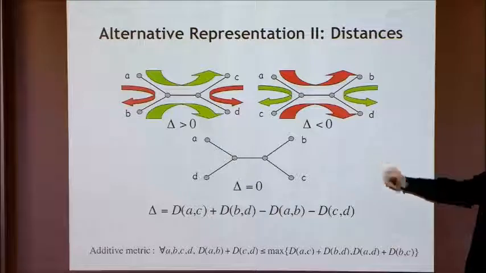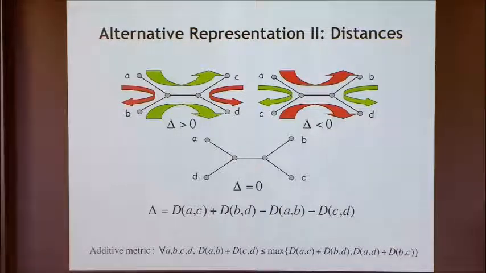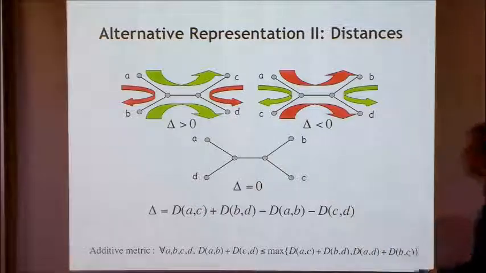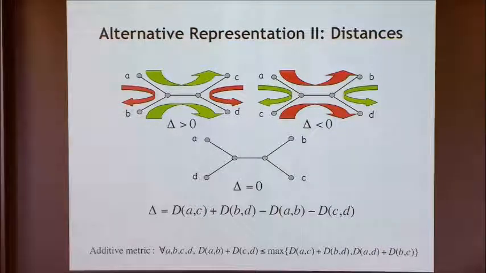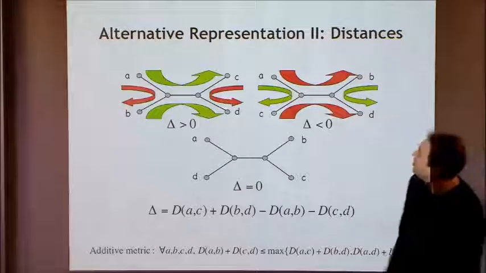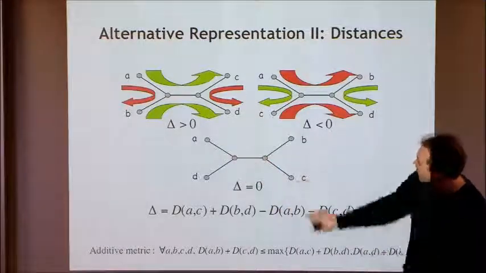Okay, so suppose that I have only four species. I'm ignoring the root here. You'll see in a second. It turns out that in some of the statistical models that we're going to be using, the root is not identifiable. So I'll often work directly with unrooted trees. So there's no natural notion of time here.